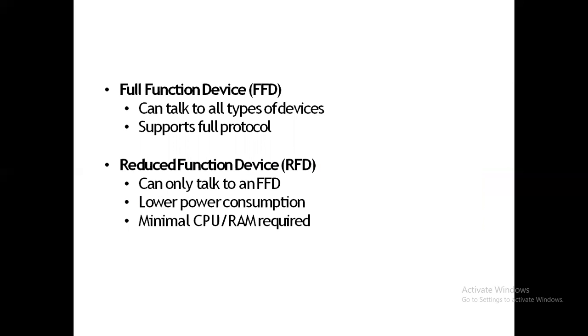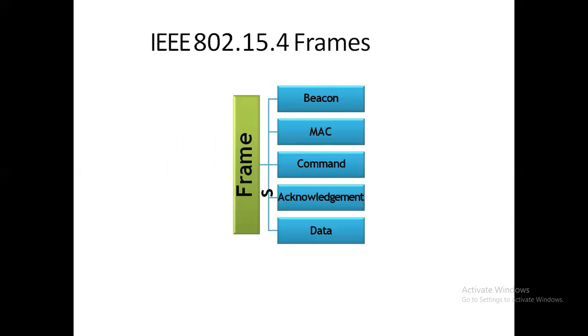So a full function device can talk to all types of devices and supports the full protocol. Reduced function devices can only talk to an FFD, with lower power consumption and minimal CPU and RAM required. IEEE 802.15.4 frames: beacon, MAC command, acknowledgement, data. These all come under one frame. In a single frame, these are all required: MAC, beacon, command, acknowledgement, and data.